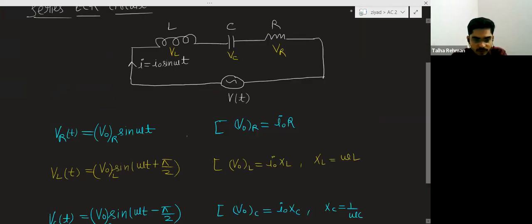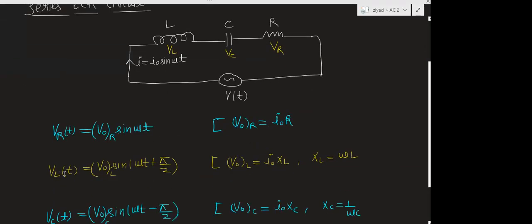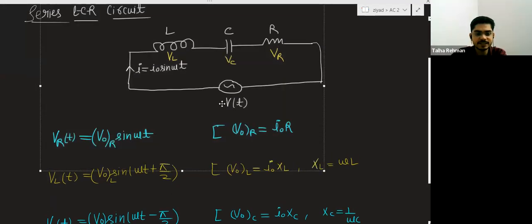Okay. Now for the inductor, VL(t) is the voltage across the inductor at any instant of time. So the equation of the current is I = I naught sin omega t. What is the phase of the current?